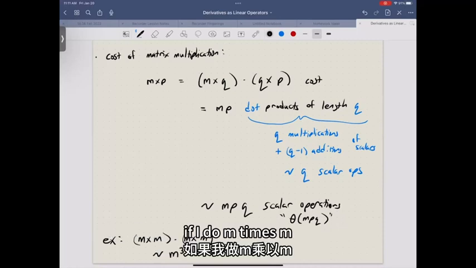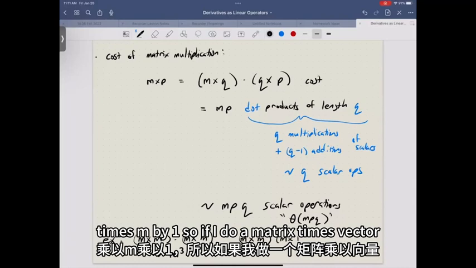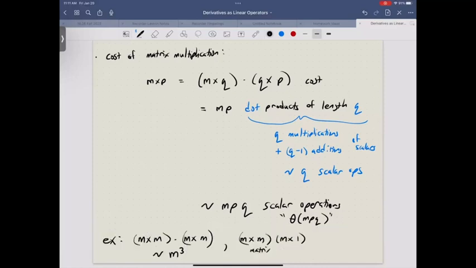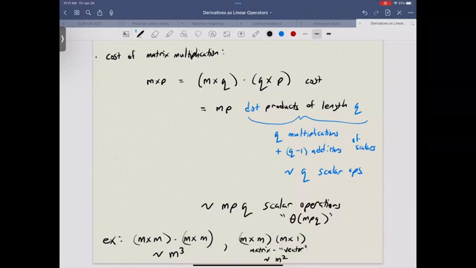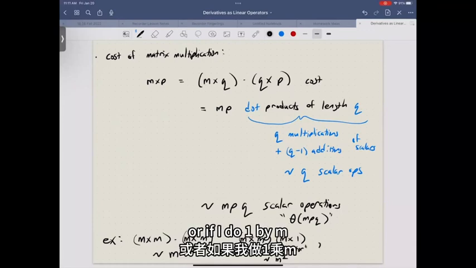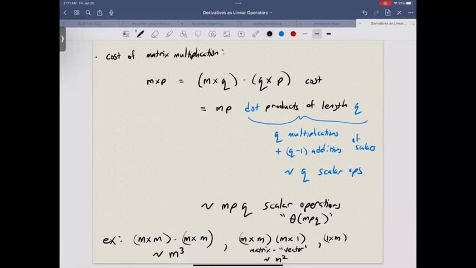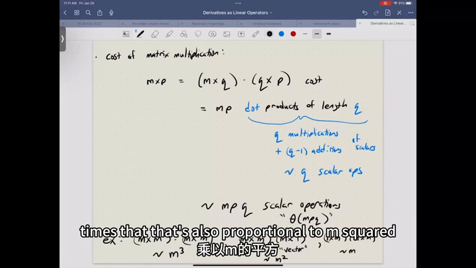If I do M times M by 1, so if I do a matrix times a column vector, that's only proportional to M squared. I only do M dot products. Or if I do 1 by M times M by M, so if I do a row vector times that, that's also proportional to M squared.